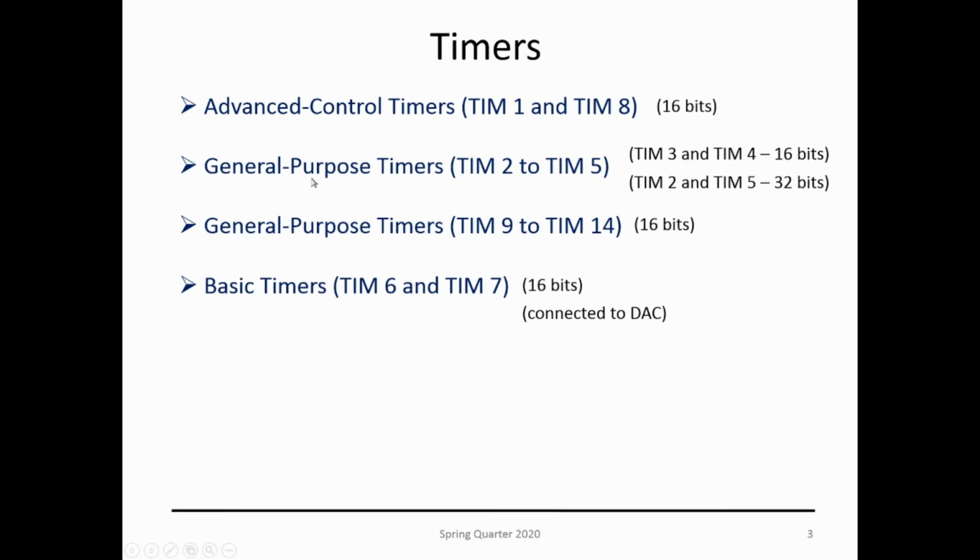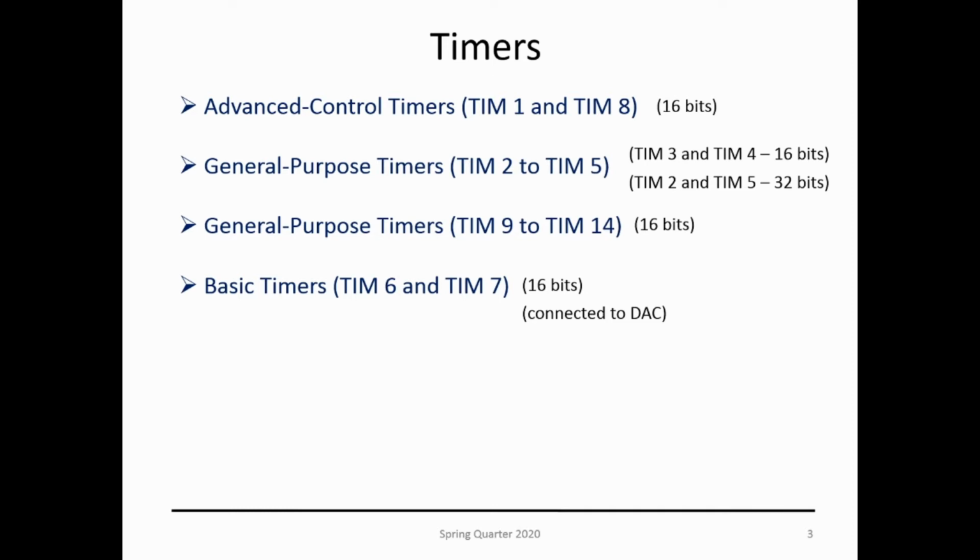You have general purpose timers, from timer 2 to timer 14, where 2 and 5 are 32 bits, 3 and 4 are 16, and then 9 to 14 are also 16 bits. And then you have basic timers, timer 6 and 7, both 16 bits. The reason they separate these ones is because they are connected directly to the DAC, and they are used to produce signals when you use your DAC.